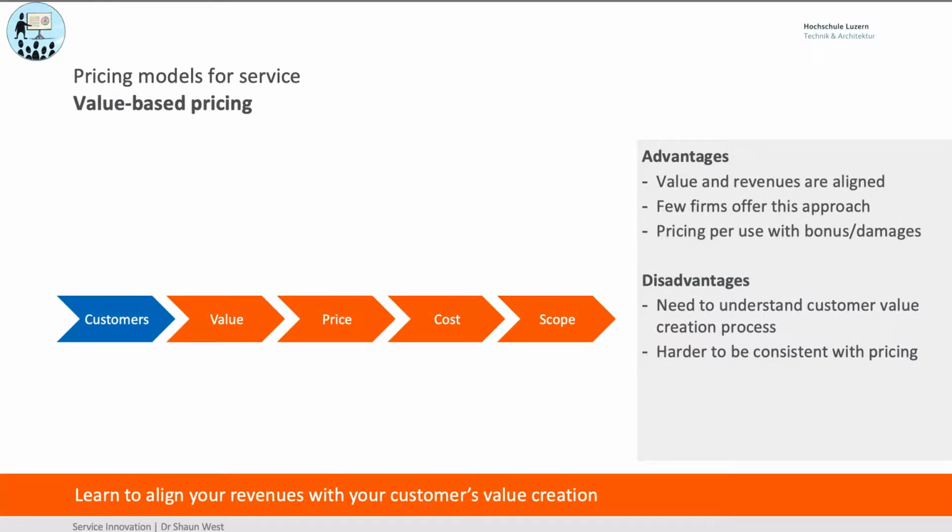Value base starts with customers, identifies the value they're creating, and then we work out how much money we can actually charge for it. That gives us a cost, and then that leads to a scope. And then we find out whether the cost is actually worth it. Much more active way of actually pricing.